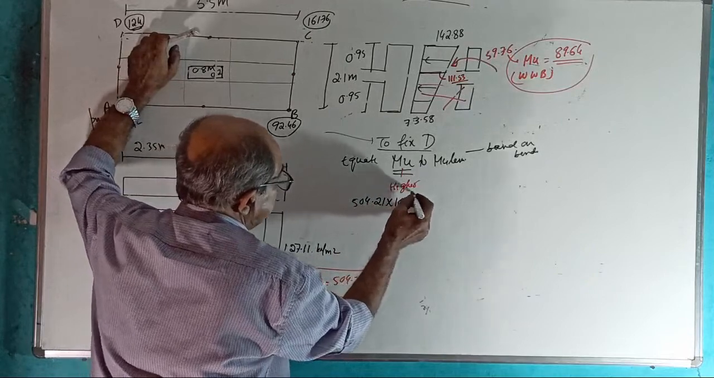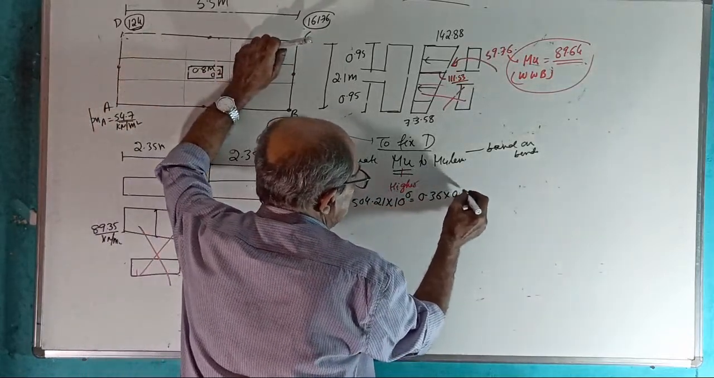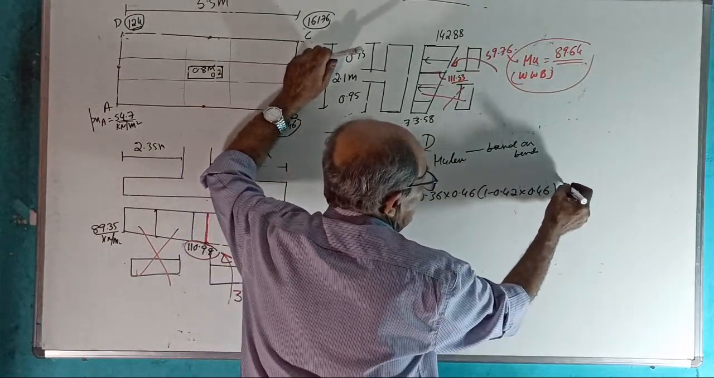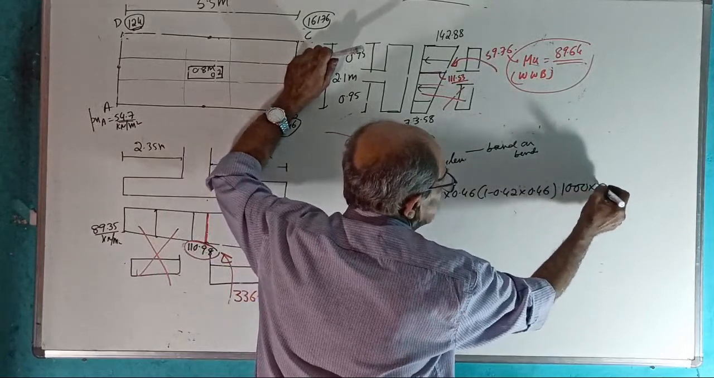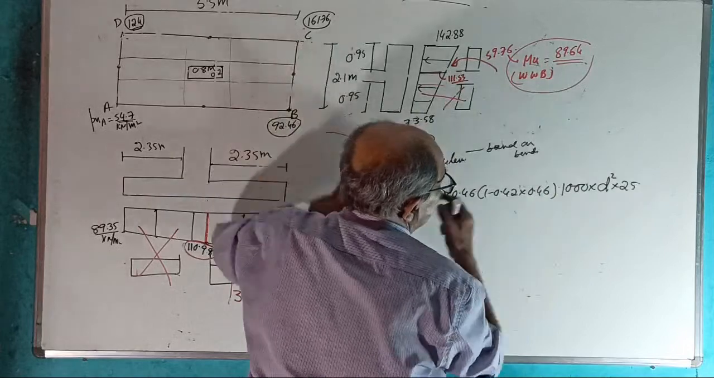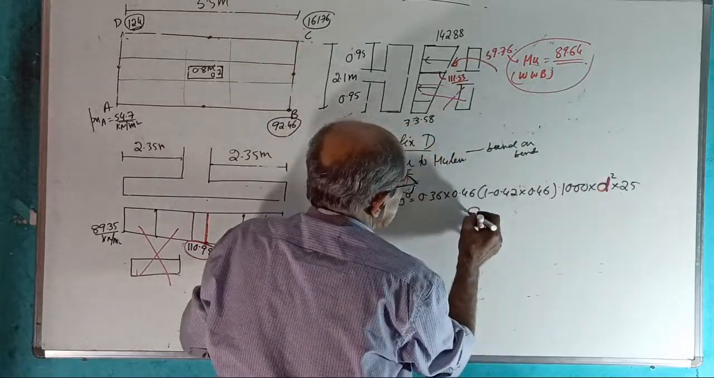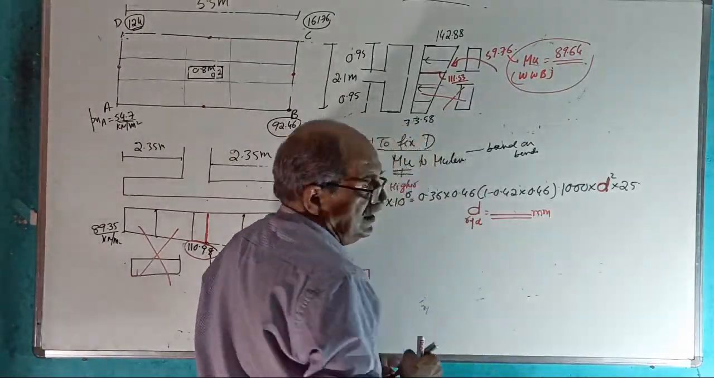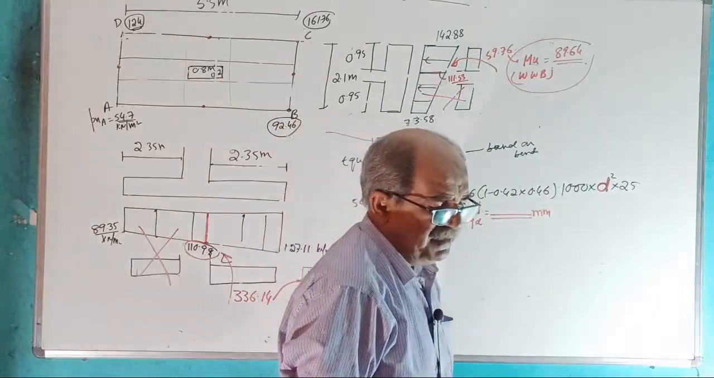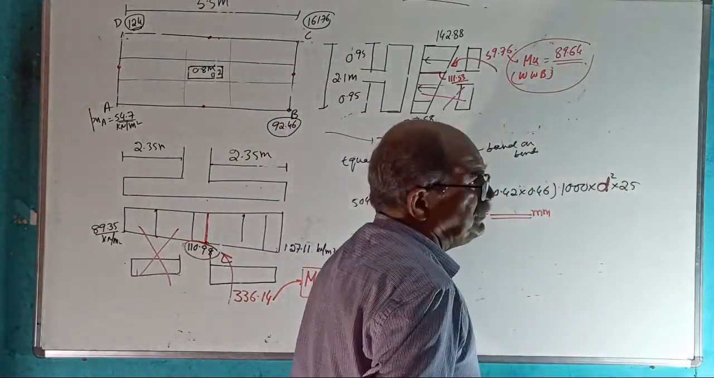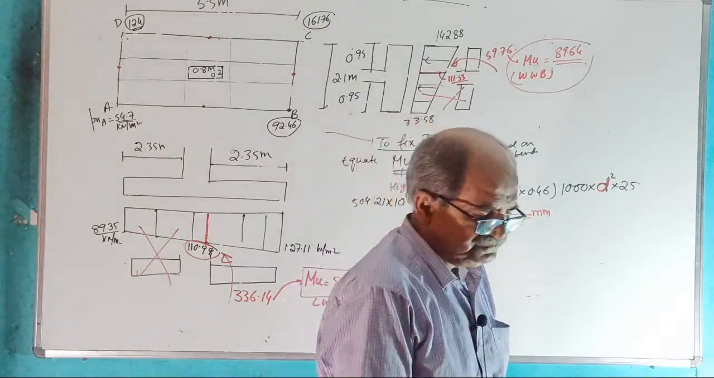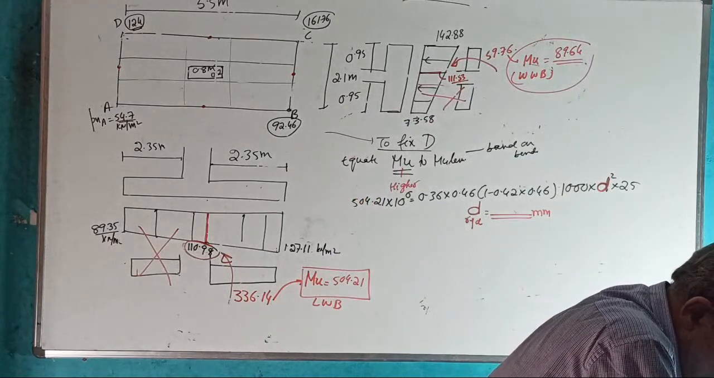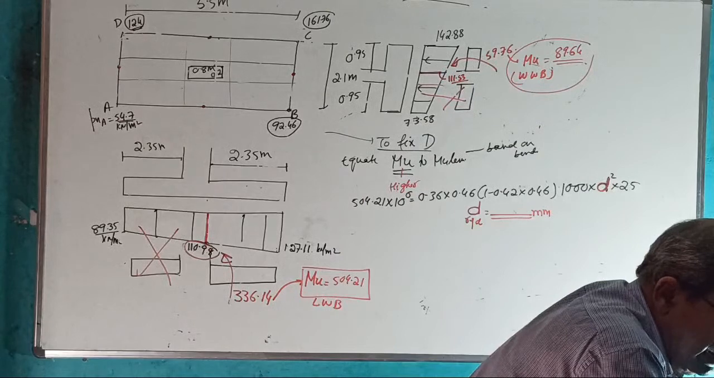504.21 10 to the power 6 equal to 0.36 into xu max by d into 1 minus 0.42 into xu max by d, into b is 1000, into d square into fck is 25. Tell the answer. What is the effective depth d required for lengthwise bending? Millimeter. Answer. Other check is not required. Higher BM. Tell me, what is the effective depth d required for lengthwise bending?